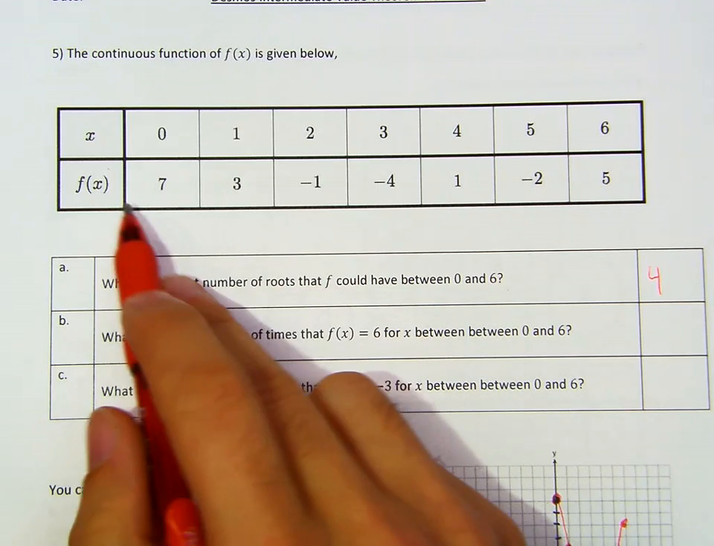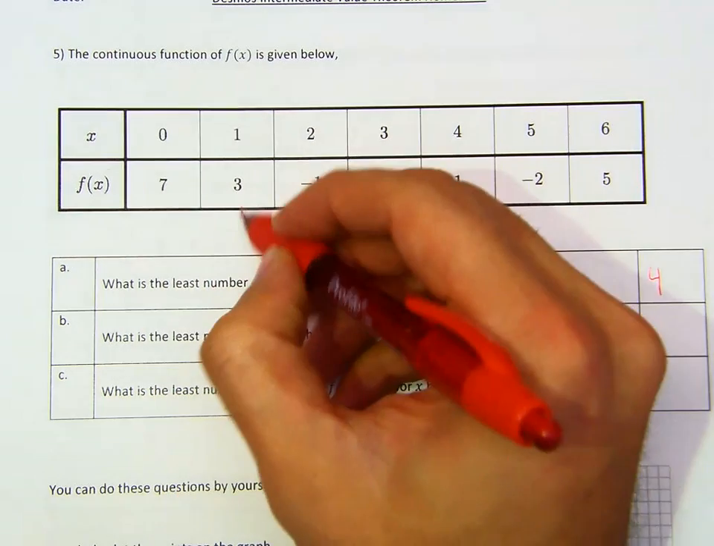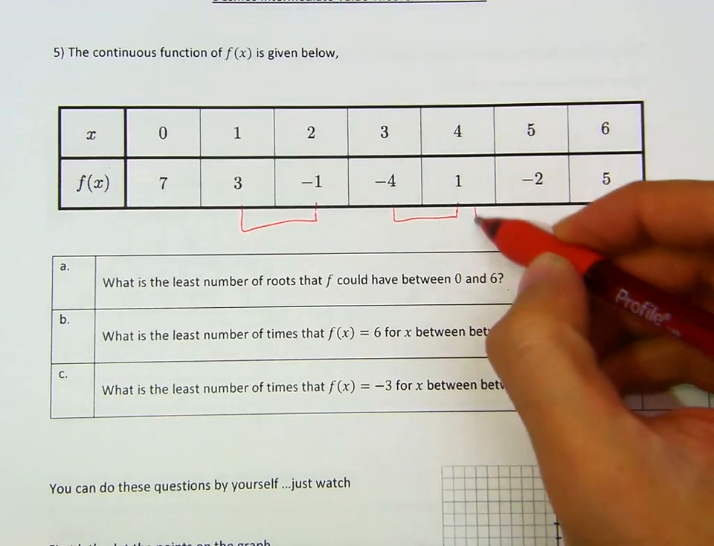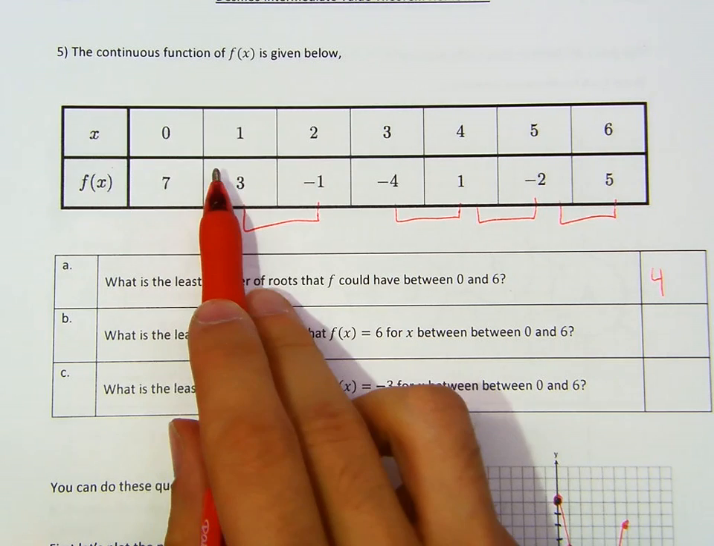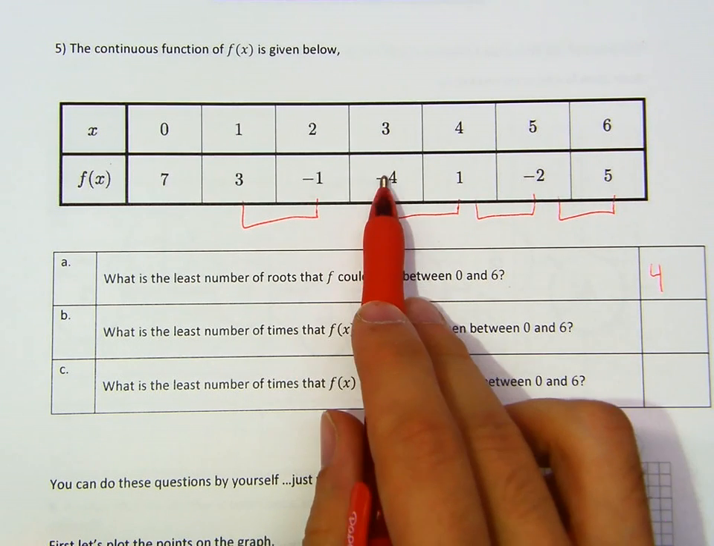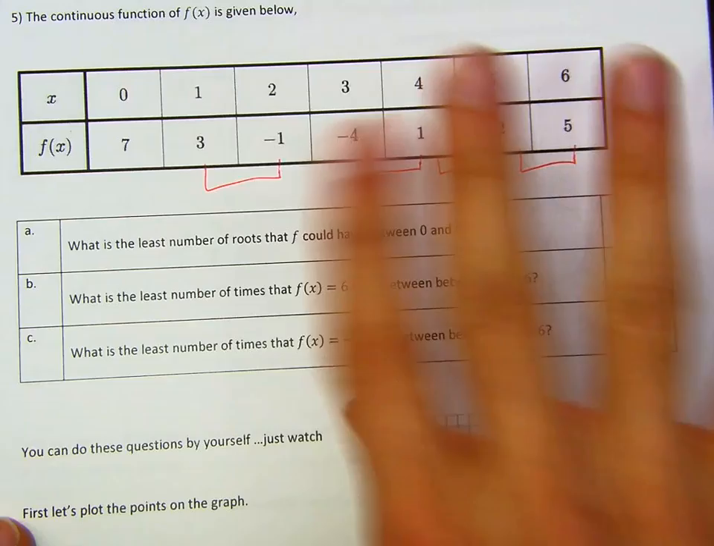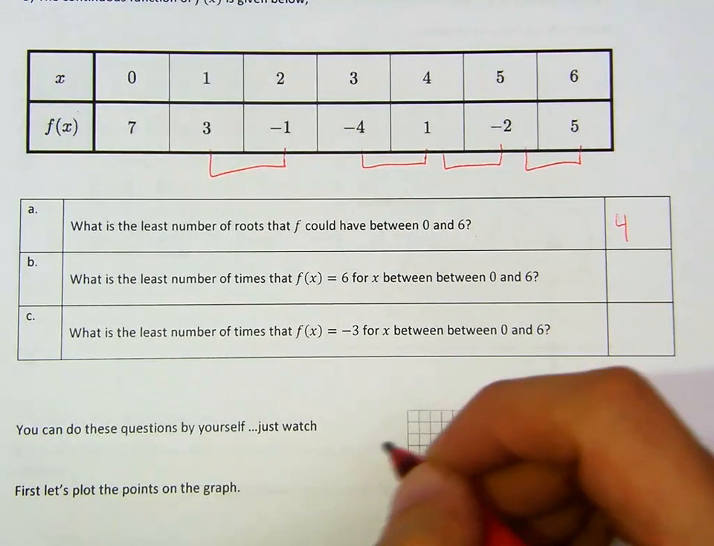And that was the same idea here. How many times does f of x change from positive to negative? It changes once, twice, 3 times, 4 times. It goes from positive, then positive to negative, then negative, then negative, positive, positive, negative, negative, positive. So you see it changed 4 times, so there has to be at least 4 roots.